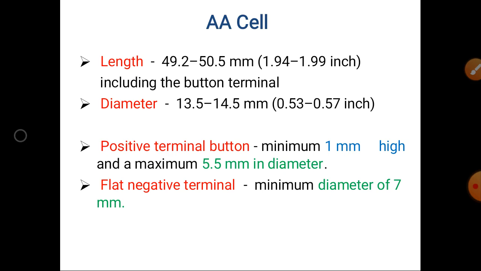For example, for the AA cell, the length will be 49.2 to 50.5 mm. In inches, it is 1.94 to 1.99 inches, including the button terminal. The diameter of that AA cell is 13.5 to 14.5 mm. For the positive terminal button, the minimum height will be 1 mm, and the maximum diameter is 5.5 mm. And for the flat negative terminal, the minimum diameter is 7 mm. So these are the length, diameter and height of the AA cell.